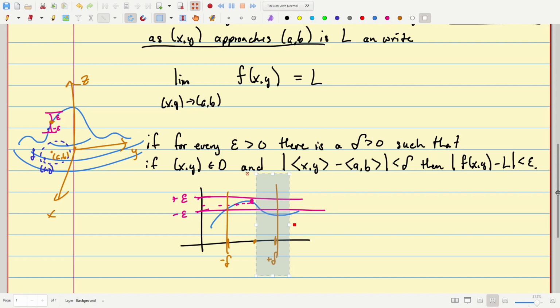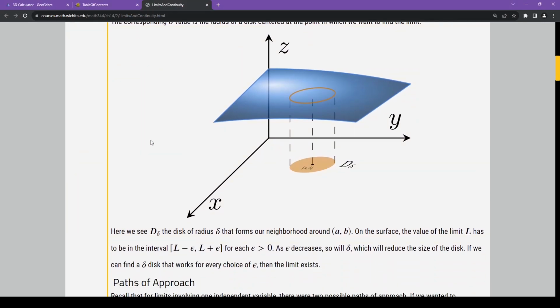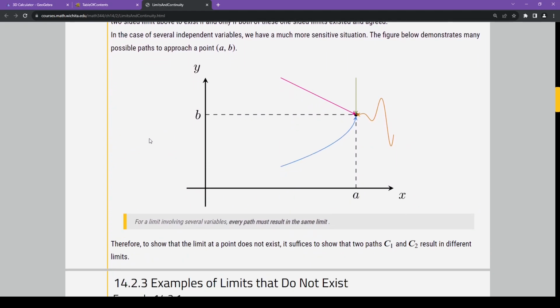And if it's true that the function is always equal to its limit value, then we have the property that we refer to as continuity. There are some visualizations of this in the online notes that are helpful.